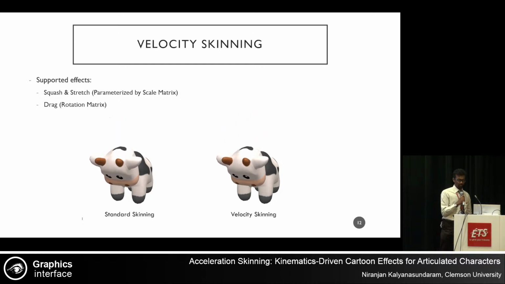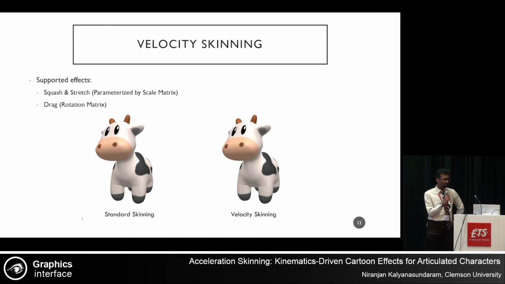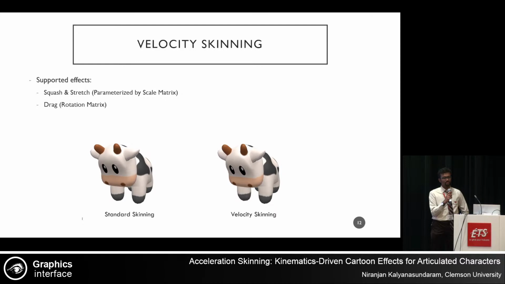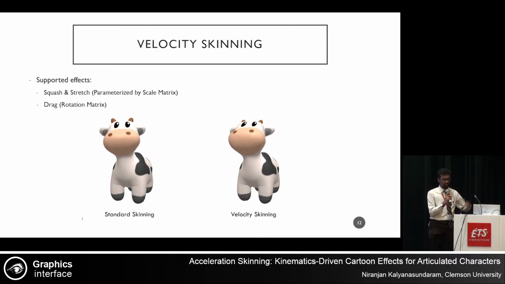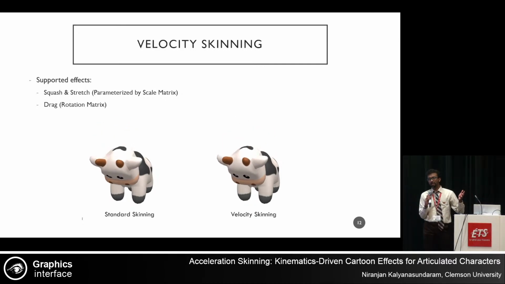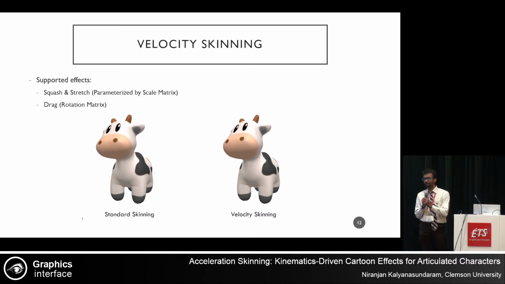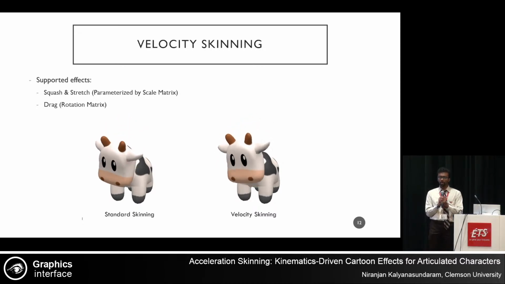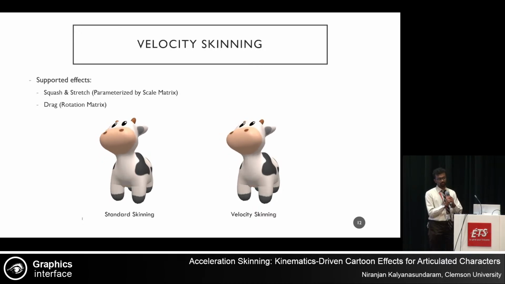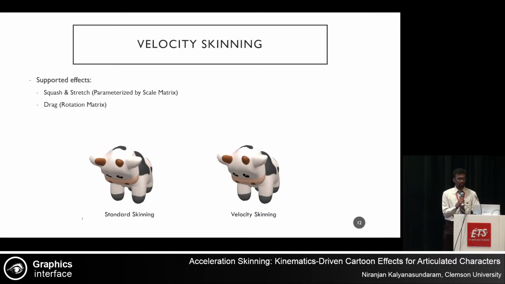So how does velocity skinning work? The supported effects so far: we have two deformers. You can create squash and stretch, which is parametrized using a scale matrix, and a drag deformer, which is parametrized with a rotation matrix. Again, both velocity and acceleration skinning are more like generic frameworks that let you go in and create or define your own deformers in any way, shape, or form. We simply implemented these two deformers for our tests and moved on.